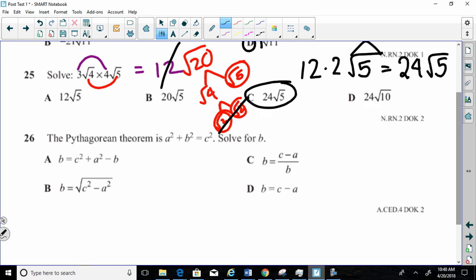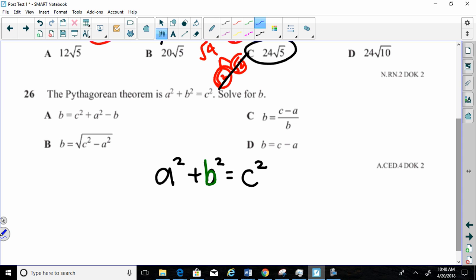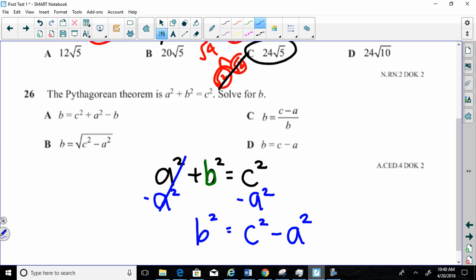All right, next one. A squared plus B squared equals C squared. And so I want to get B by itself. So how do I get A squared to the other side? Minus A squared. Yeah. And so you end up getting B squared equals C squared minus A squared. Then how do I get rid of the square? Square root or radical. So what's your answer? B. That makes sense?